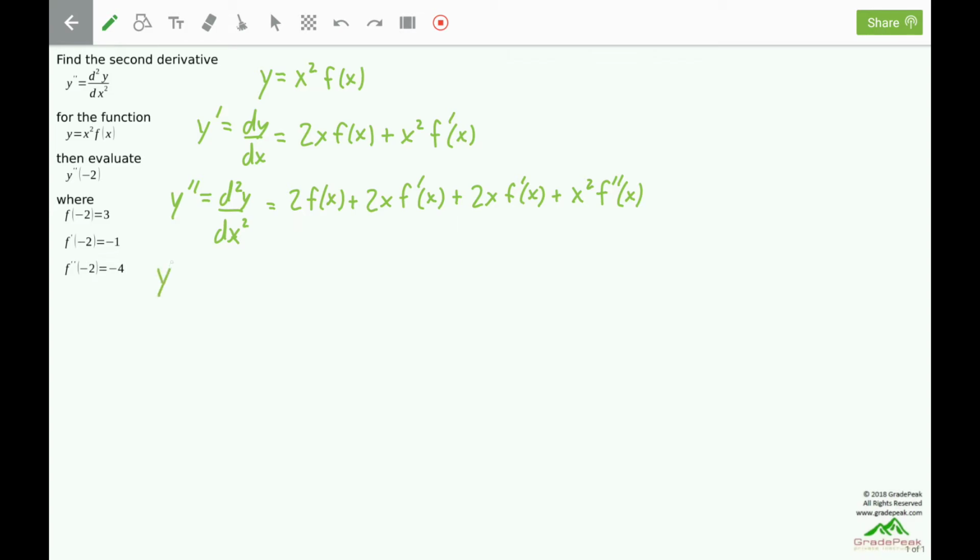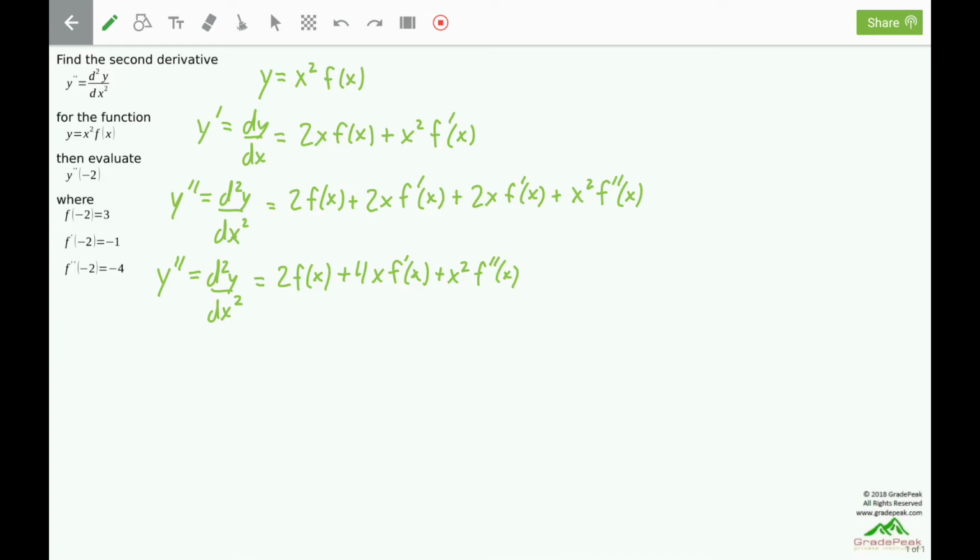So our second derivative, y double prime, or d squared y dx squared, will be 2 times f of x plus, and these terms here can combine since they're identical in form. We have 2 of each of them. 2 plus 2 is 4, x, f prime of x. And we have our last term, x squared, f double prime of x. There's our second derivative, y double prime, or d squared y dx squared.